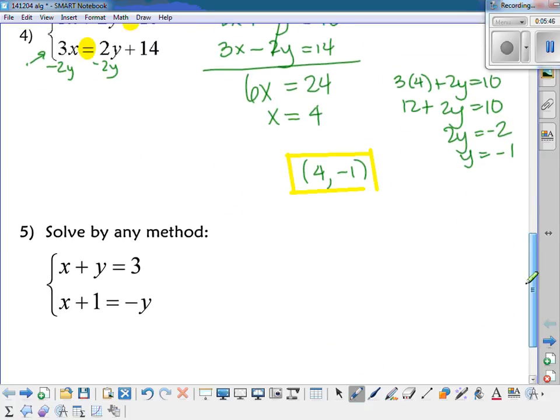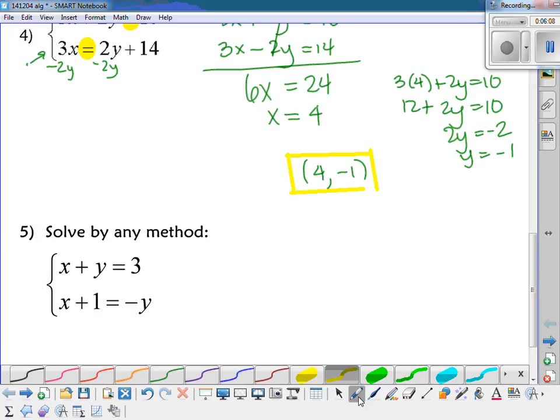All right, this last one, you could use any method you wanted. You could either use substitution or elimination. How many vote for substitution? How many vote for elimination? There's a lot of people that did not vote. I guess substitution's going to win then. All right, so we can use substitution.